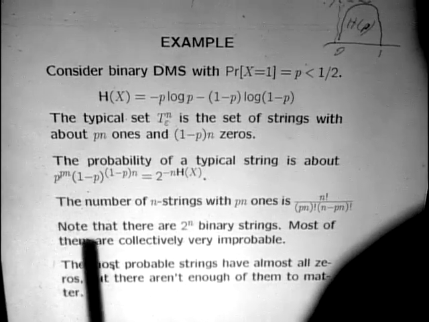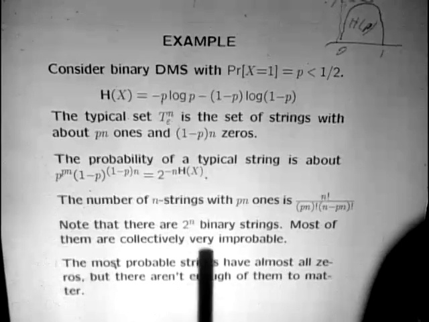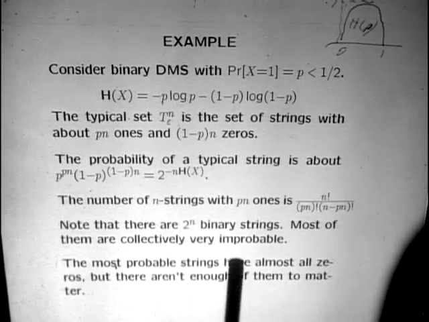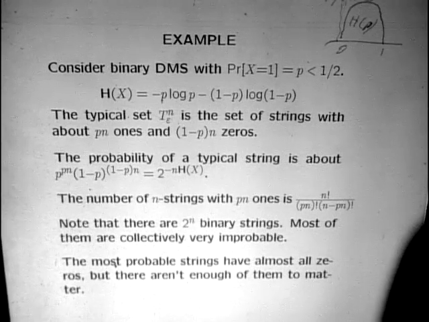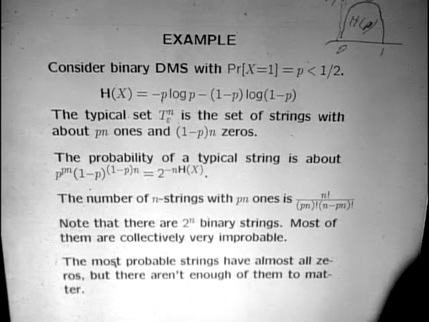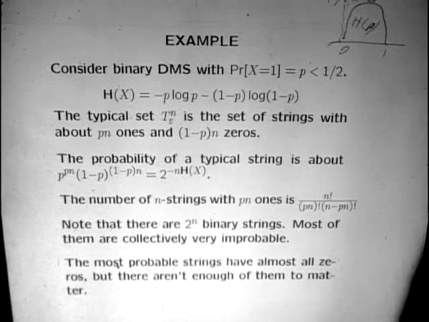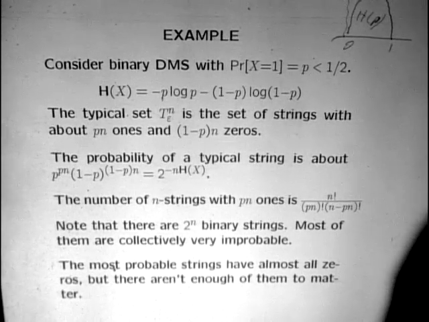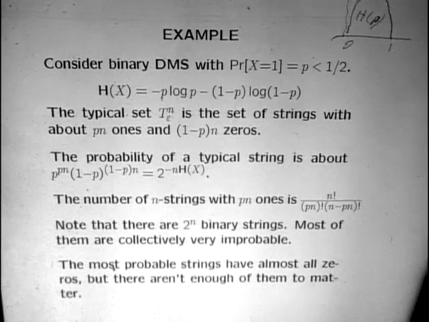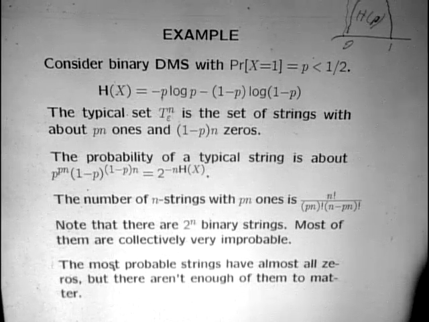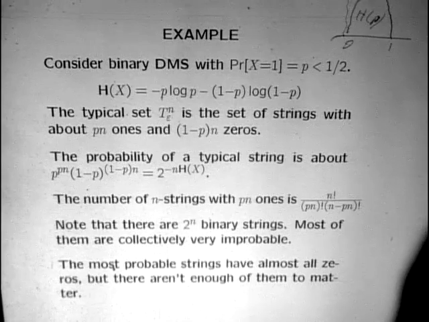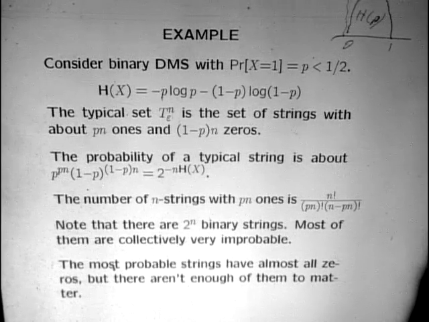Now, the important thing to observe here is that you really have 2 to the n binary strings altogether. And what this result is saying is that collectively those don't make any difference. The law of large numbers says, okay, there's this humongous number of strings. You get the largest number of strings, which have about half ones and half zeros. But their probability is zilch. So the thing which is probable is getting Pn ones and 1 minus Pn zeros.